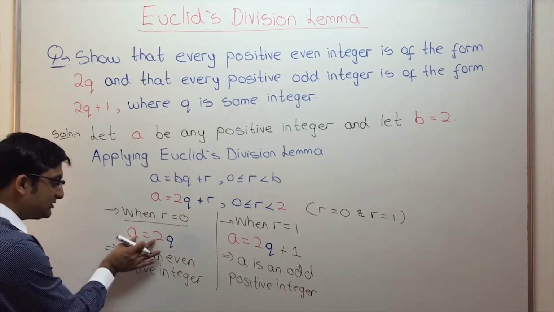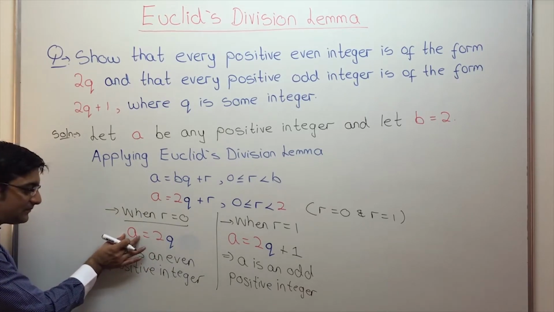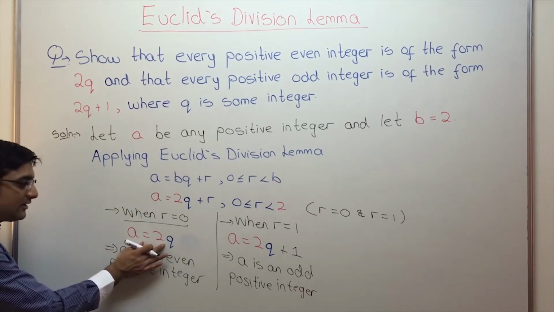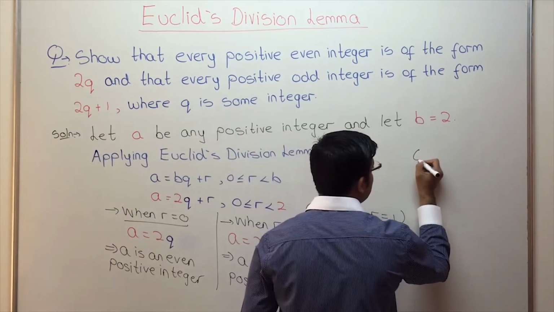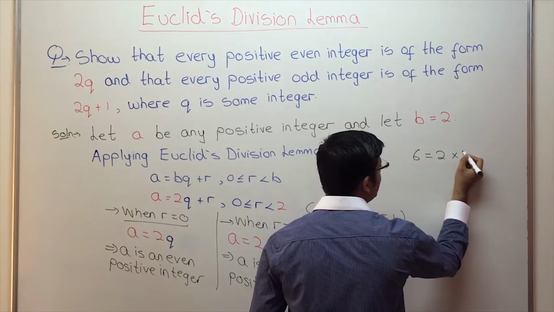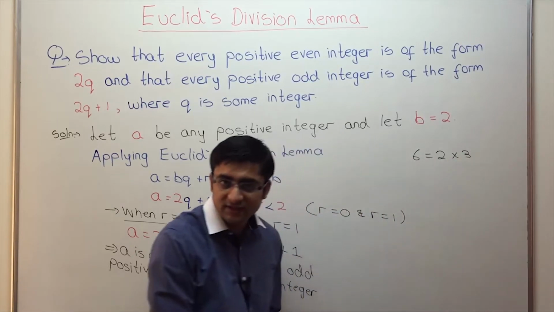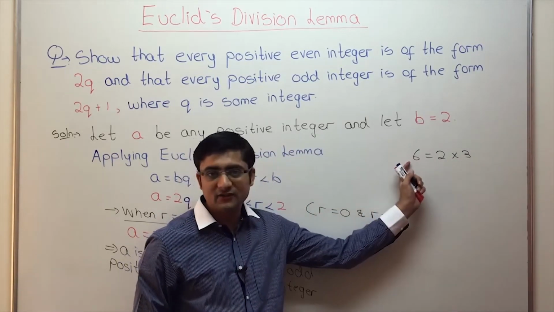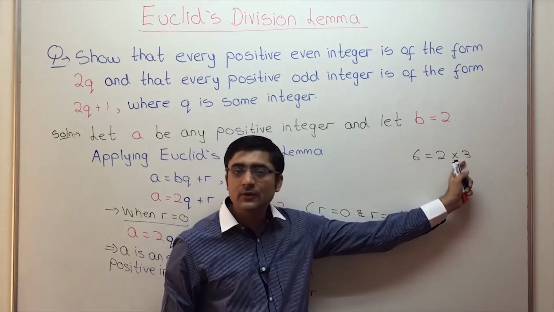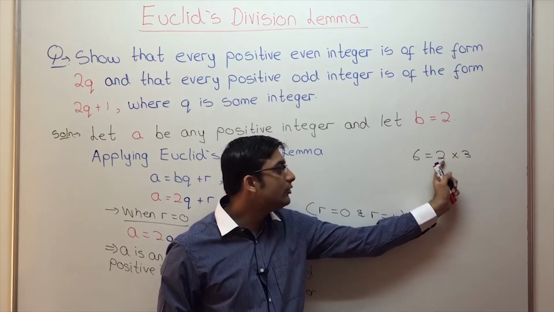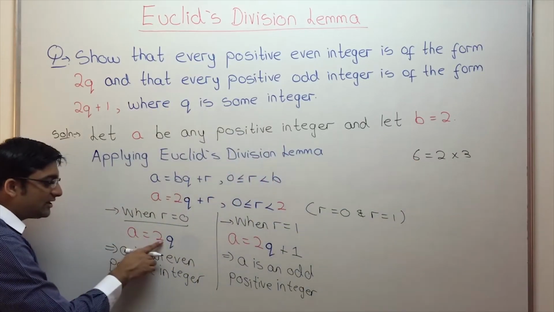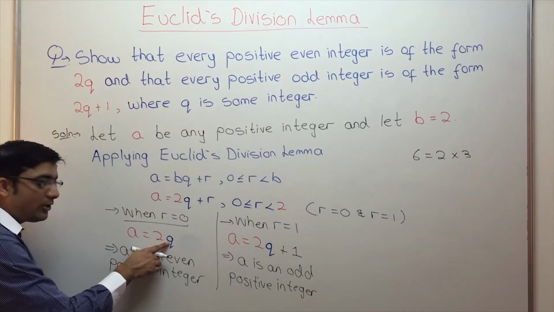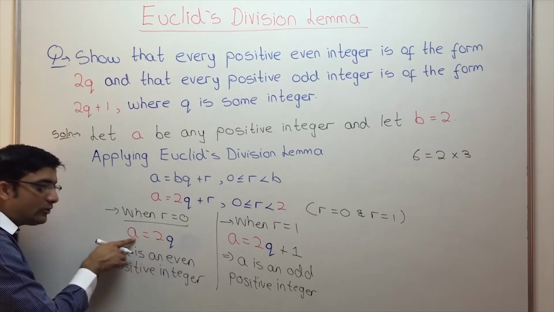Let me explain this concept once again. a is any integer, a is equal to 2 into something, right? For example, if I ask you what are the factors of 6, we'll say 6 is equal to 2 multiplied by 3. So 2 and 3 both are factors of 6. We express 6 as a product of two integers, 2 into 3. So whenever any number is written as a multiplication of two numbers, for example 2 into q, that means both 2 and q are factors of a.